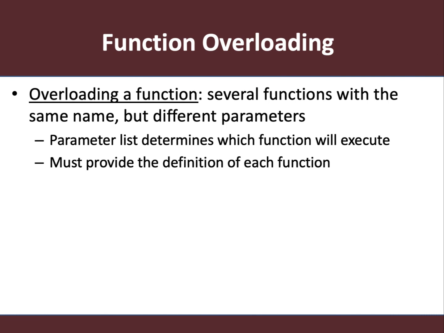Similar to operator overloading, C++ allows the programmer to overload a function name. Recall that a class can have more than one constructor, but all constructors of a class have the same name, which is the name of the class. This is an example of overloading a function. Further, recall that overloading a function refers to having several functions with the same name but different parameter lists. The parameter list determines which function will be executed. For function overloading to work, we must give the definition of each function.